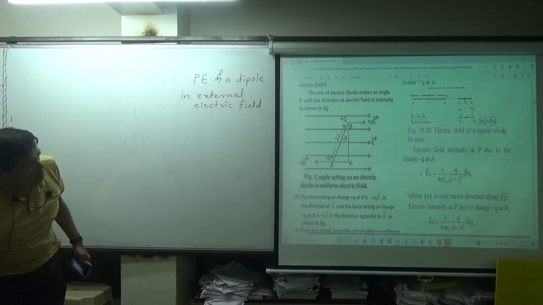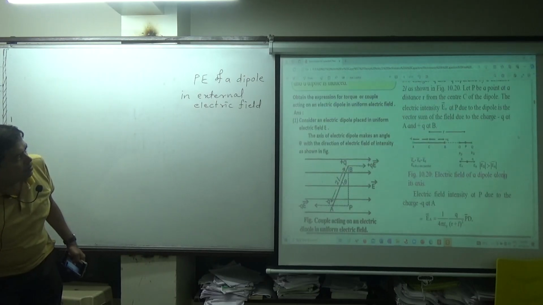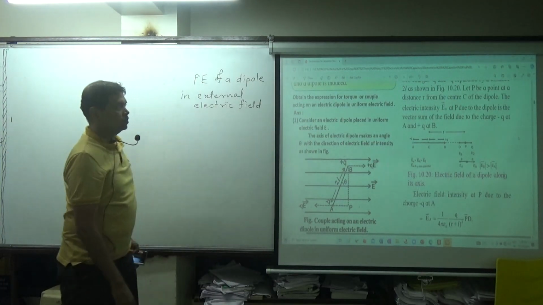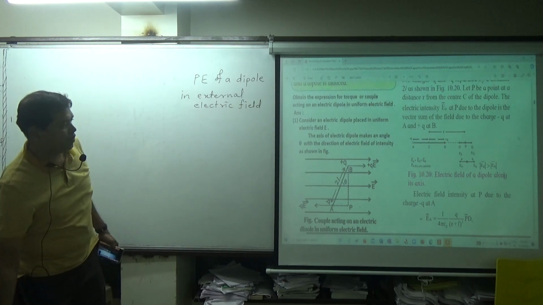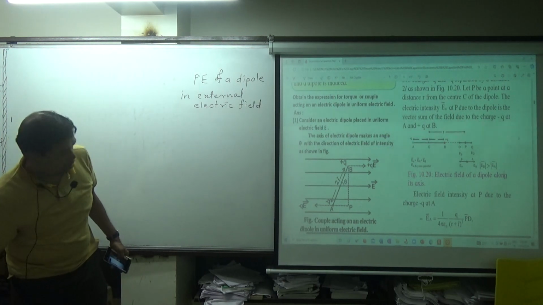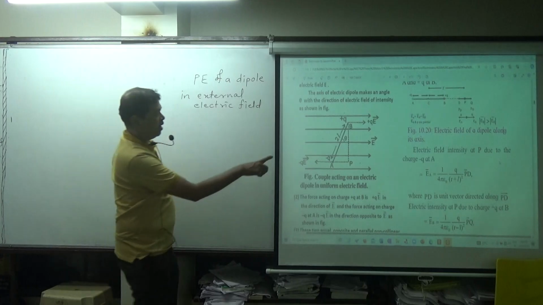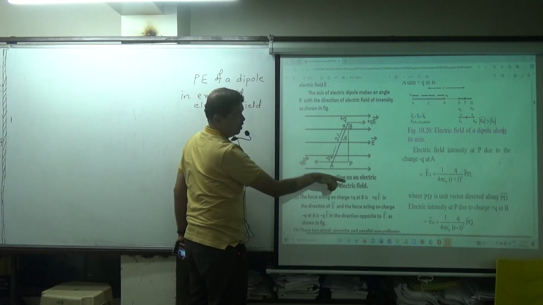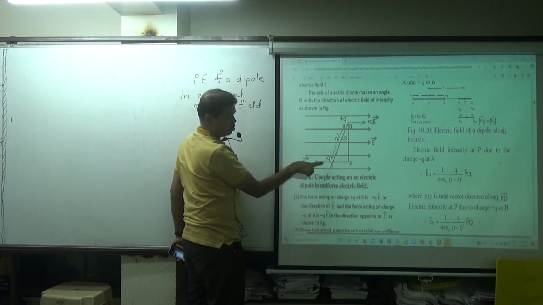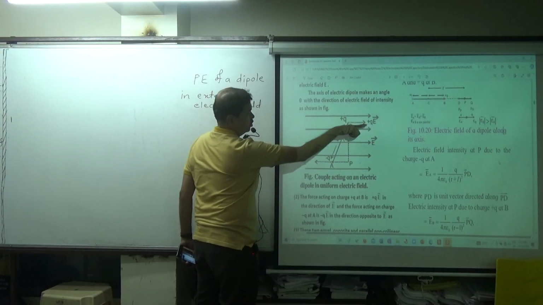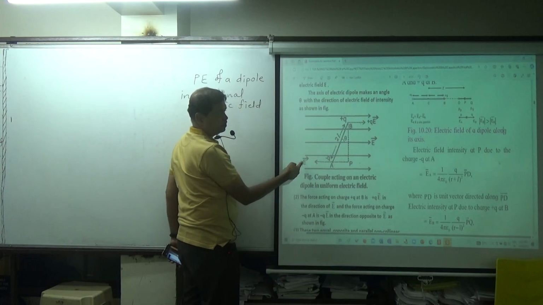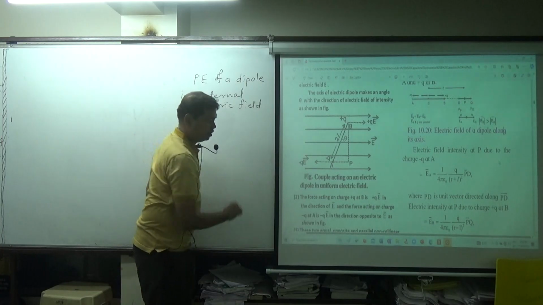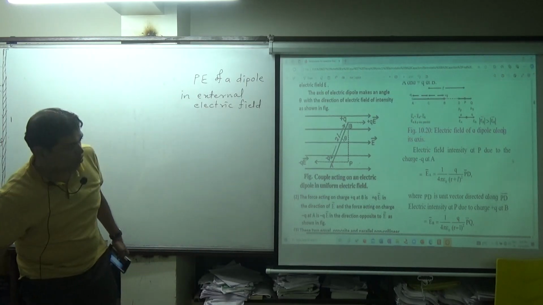Look here, torque acting: obtain the expression for torque or couple acting on a dipole. So what did we do? We kept the dipole in an external electric field E bar. Remember the plus Q and minus Q charges? The forces are plus Q E bar and minus Q E bar. These two create a torque, and we derived the formula for the torque.